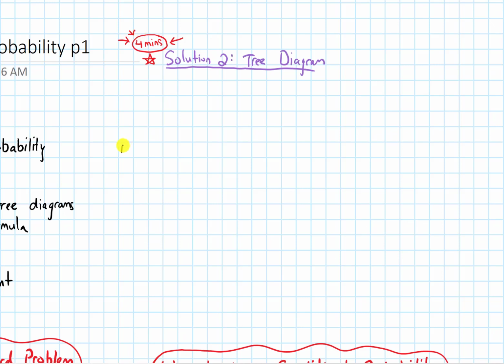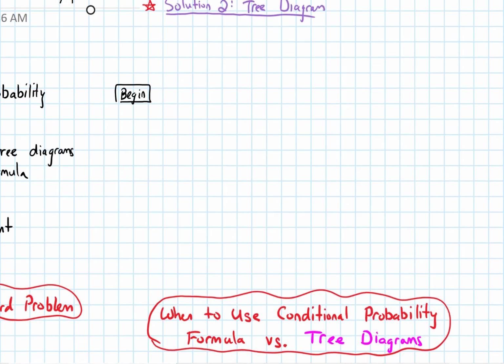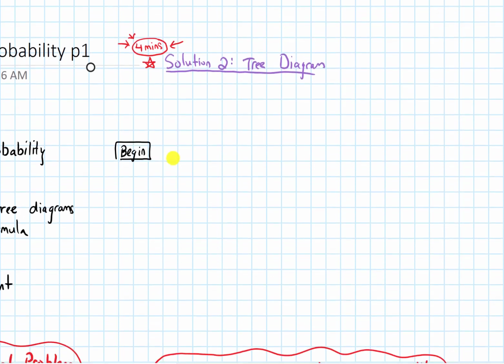Okay, so I need a tree diagram, so let's write down our begin point. And there are a couple of things that we have to decide. There is the student type, so whether they're a new student or a returning student, and there's the matter of where they live. And once we do that, then we can write down the outcome, as well as the probability of that outcome occurring.